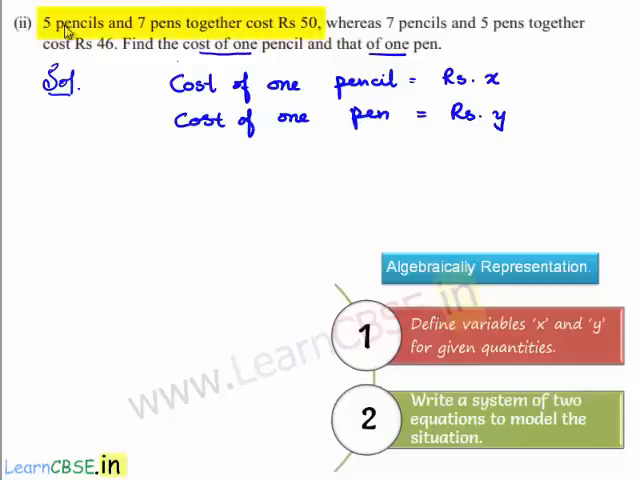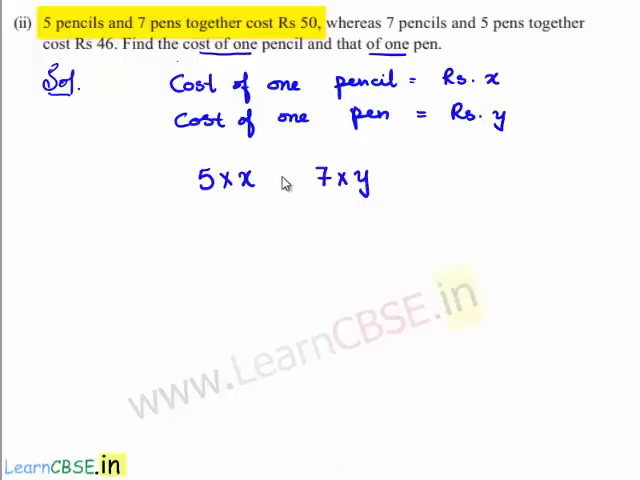So 5 pencils and 7 pens together cost 50 rupees. So the cost of 5 pencils is nothing but 5 multiplied by x, and the cost of 7 pens is nothing but 7 multiplied by y. So both of them together is 50 rupees. So we can write 5x plus 7y is equal to 50. So this is the first equation.